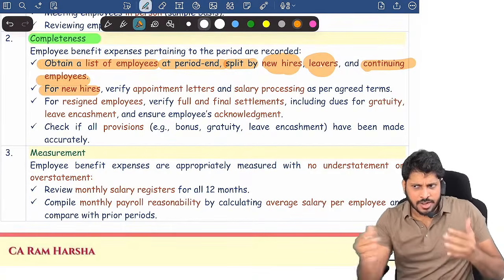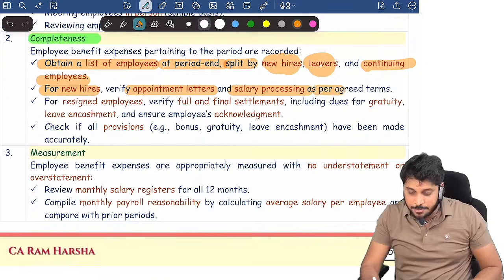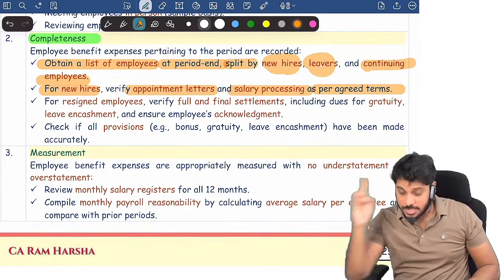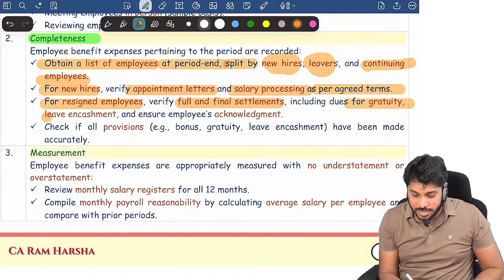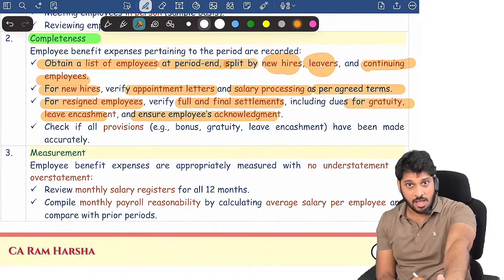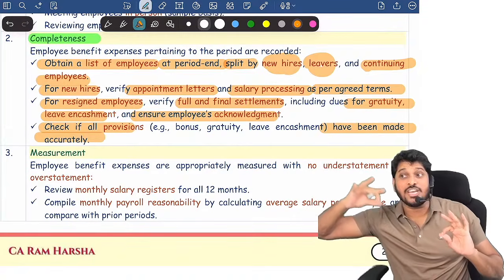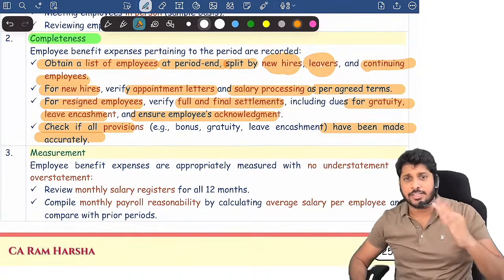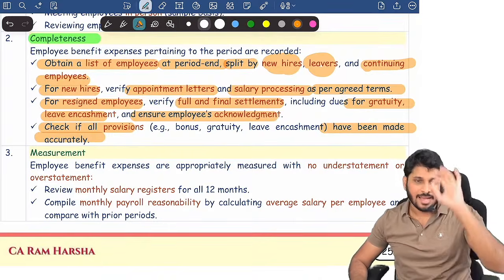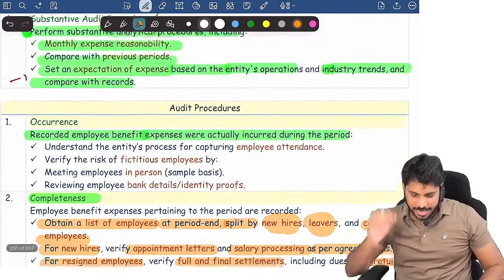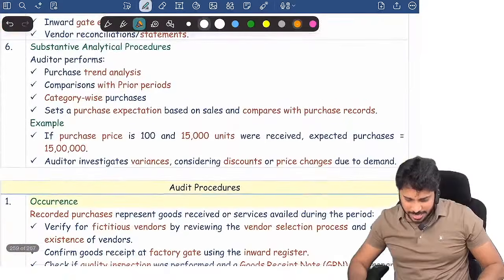For new hires, those newly recruited in that year, verify the appointment letter and that salary processing is as per the agreed terms in the appointment letter. For resigned employees, see that full and final settlement like gratuity and leave encashment is properly paid. And check that all the provisions have been made accurately for continuing employees: gratuity provision, leave encashment provision, bonus provision, everything has to be clearly made. That's it, guys. So this is regarding the completeness audit, and that is employee benefit expenses.